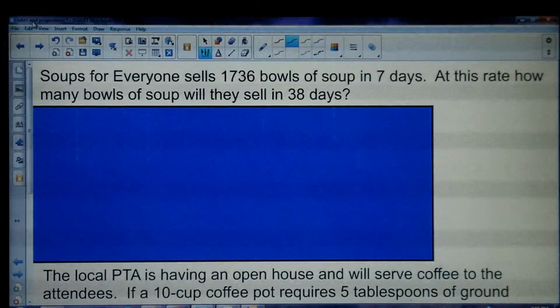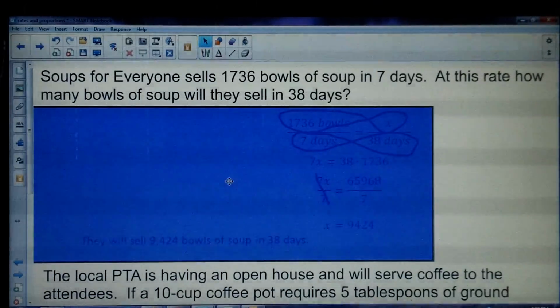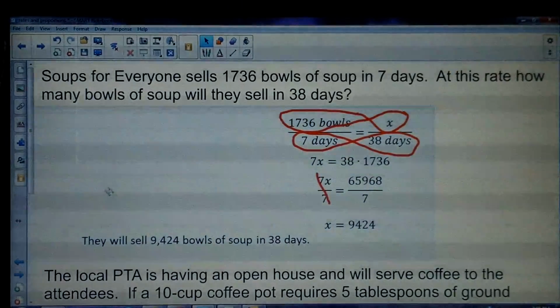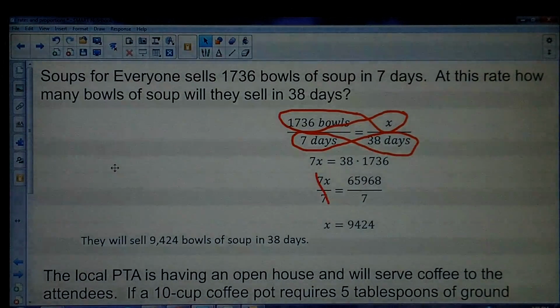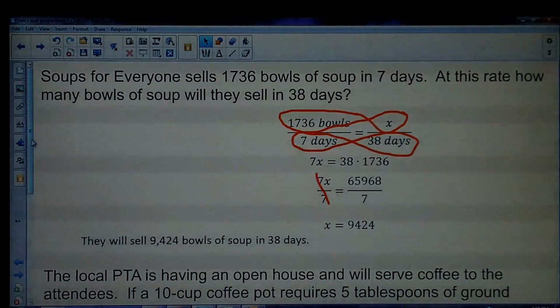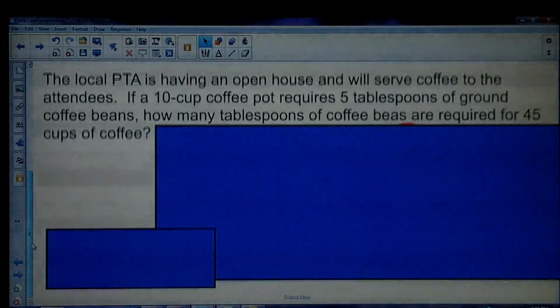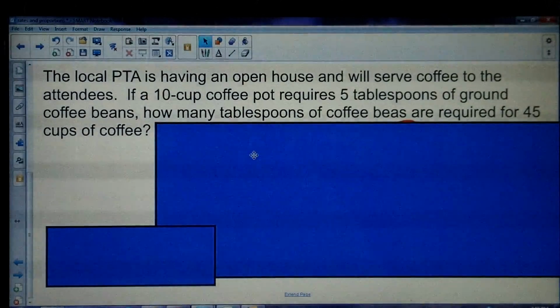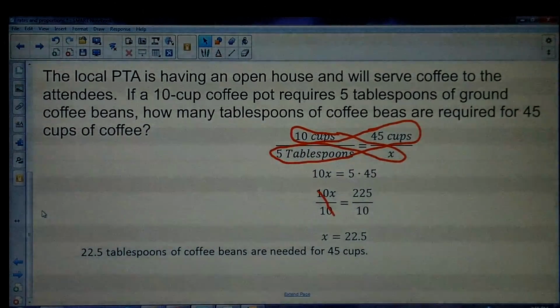Now that you have finished, I'd like for you to check your answers. Here is the first example. Pause it if you need to. And here is the second example. Pause it if you need to.